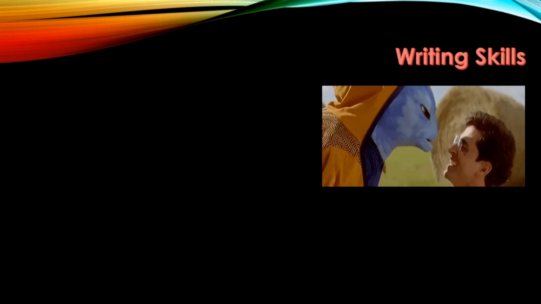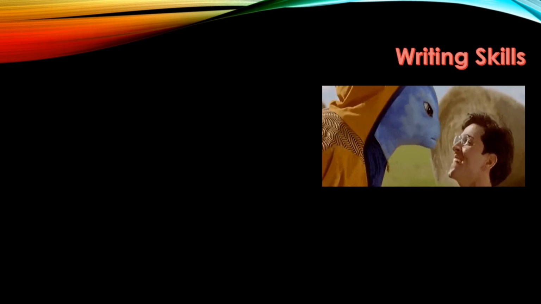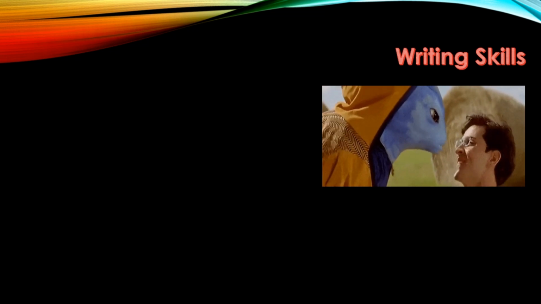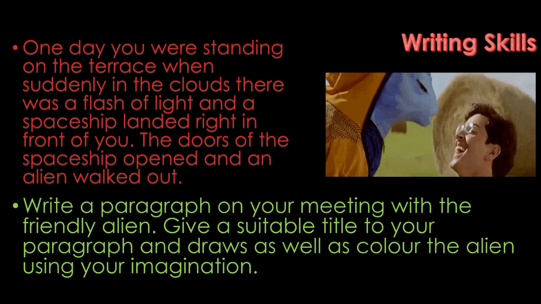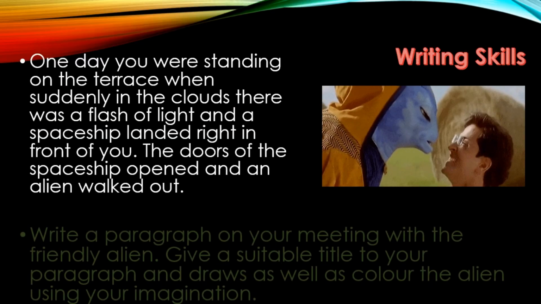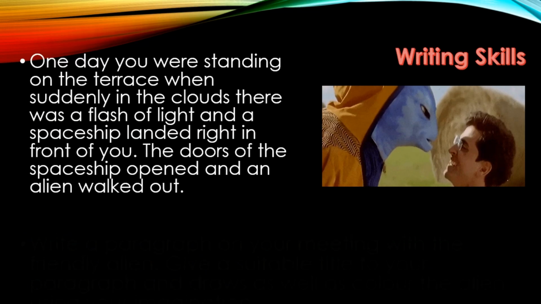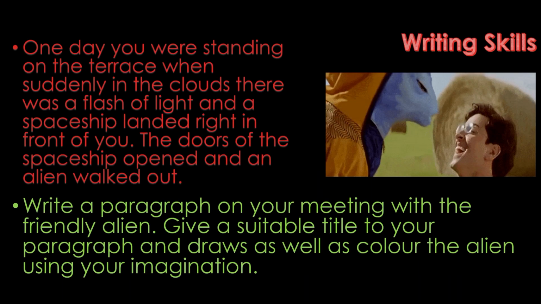Some of you might have watched the film Koi Mil Gaya. In this movie, you have seen how Hrithik Roshan encountered an alien. So you also imagine that one day you were standing on the terrace when suddenly in the clouds there was a flash of light and a spaceship landed right in front of you. The doors of the spaceship opened and an alien walked out. Write a paragraph on your meeting with a friendly alien. Give a suitable title to your paragraph and draw as well as color the alien using your imagination.